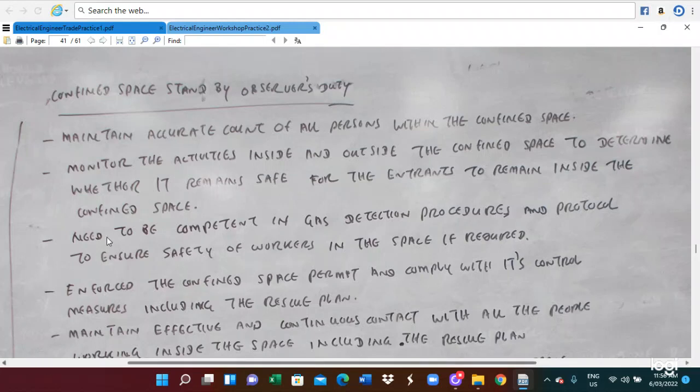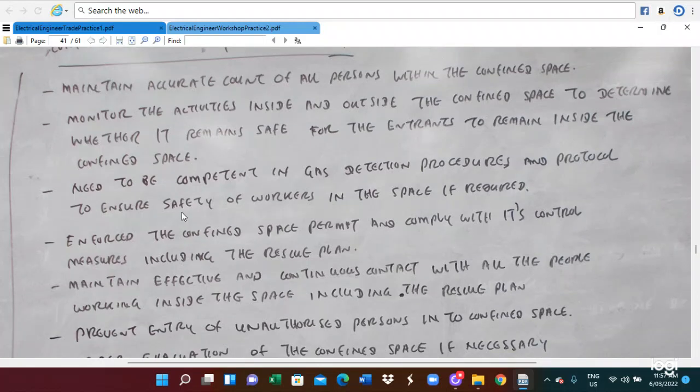The observer monitors the activity inside and outside the confined space to detect whether it remains safe for the entrants to remain inside. In this case, the appropriate gas level or temperature level must be monitored through the appropriate equipment. In the meantime, the outside situation must be watched. If anything happens, the people inside the confined space must be notified immediately to stop work and get out of the place. This is the duty of the confined space observer.